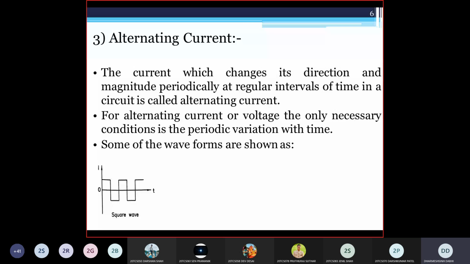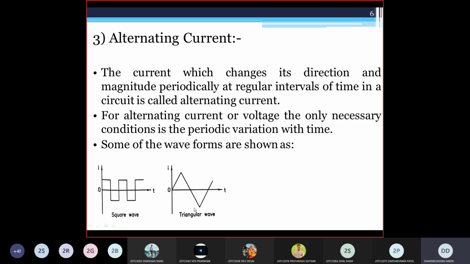So alternating current may be of different types. There are different wave shapes. Alternating current may be a square wave type. You can see the first diagram here, square wave type alternating current. Alternating current means the magnitude and direction are changing with respect to time. In the square wave also you can see the magnitude is first positive, after some time it becomes negative, then positive and negative again. Clear? So this is also called alternating current.